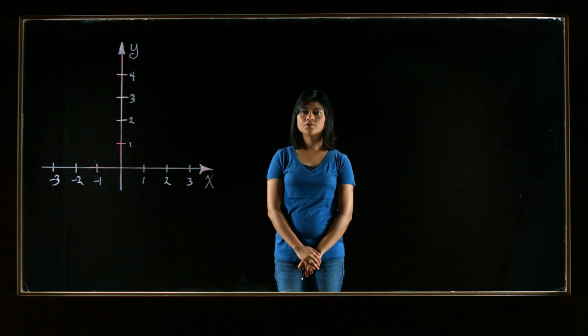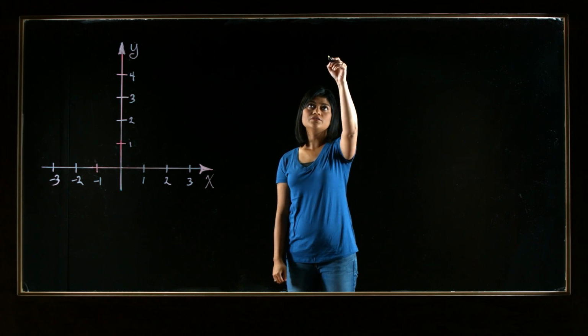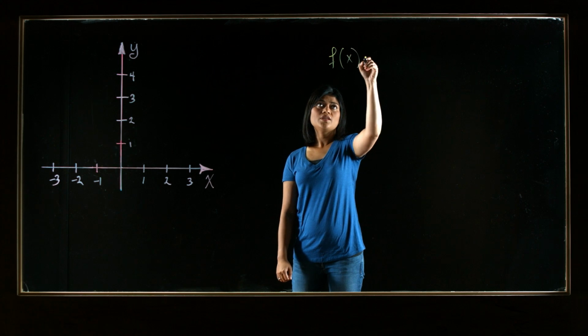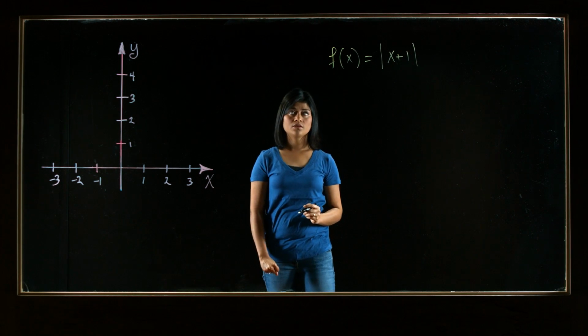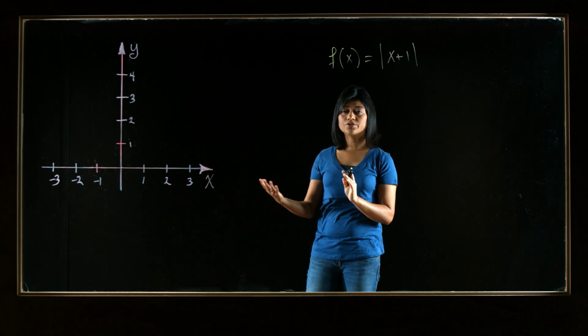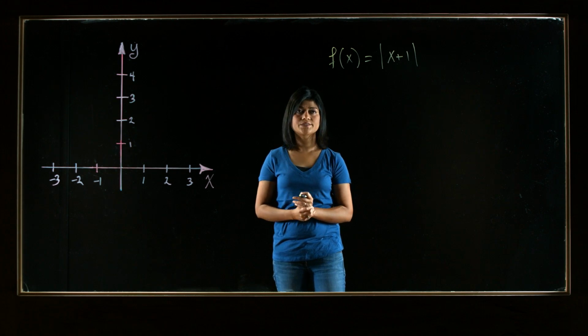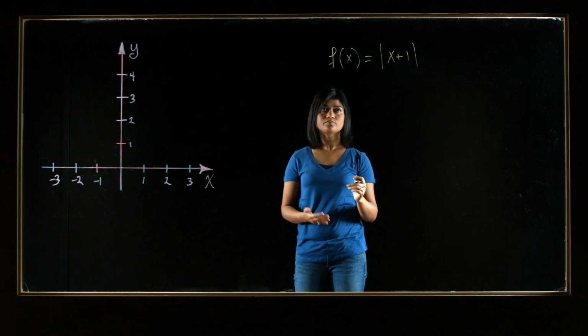In this problem, we will have to sketch the graph of a function. And the function is f of x is absolute value of x plus 1. So, given a function, how do you sketch the graph or make a rough sketch at least? One of the best ways to do it is make a table.